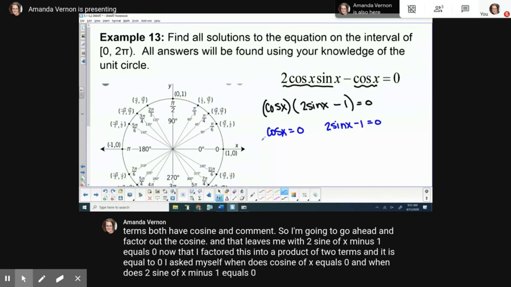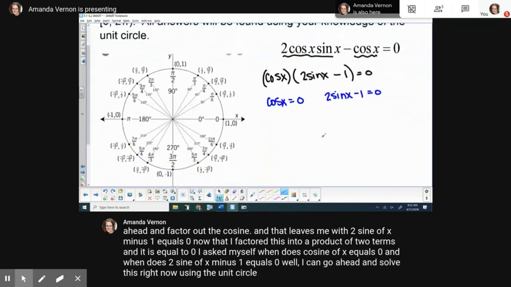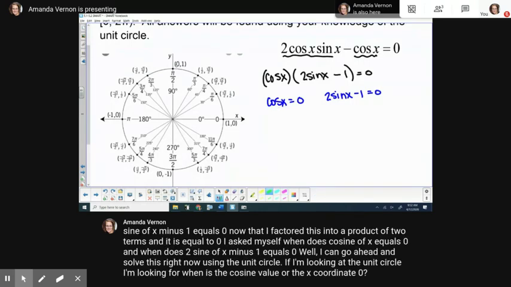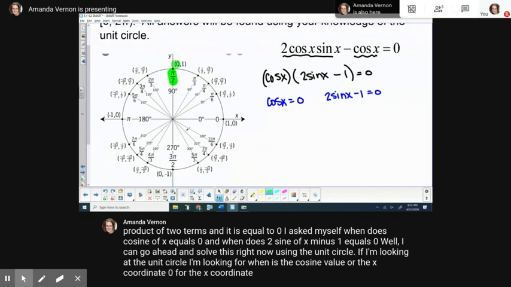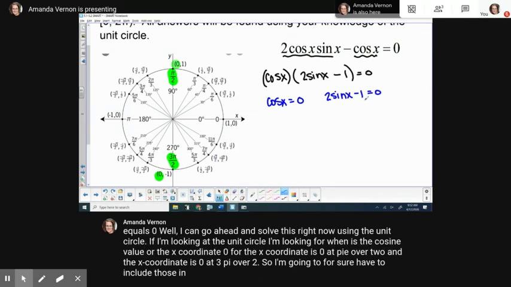Well, I can go ahead and solve this right now using the unit circle. If I'm looking at the unit circle, I'm looking for when the cosine value, or the x-coordinate, is 0. Well, the x-coordinate is 0 at pi over 2, and the x-coordinate is 0 at 3 pi over 2. So I'm going to for sure have to include those in my answer. But I also need to look at how to solve the other factor.